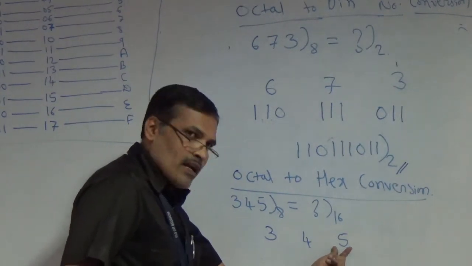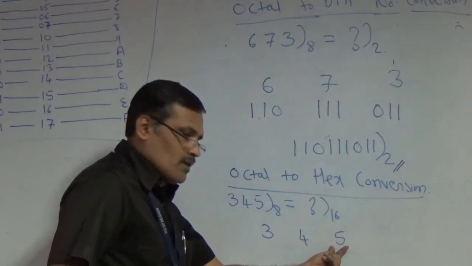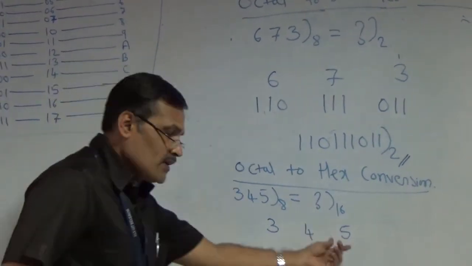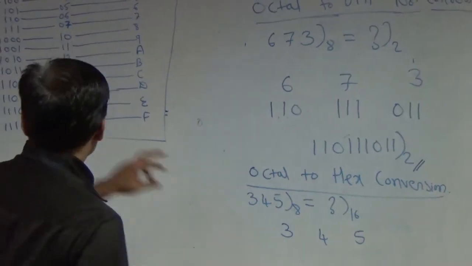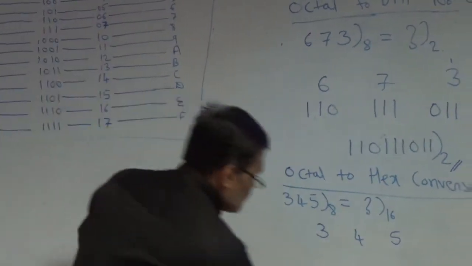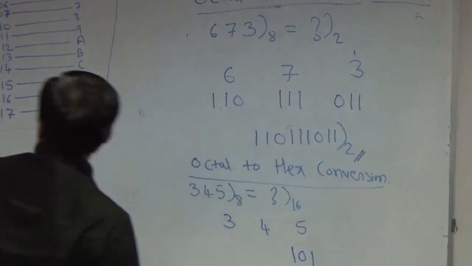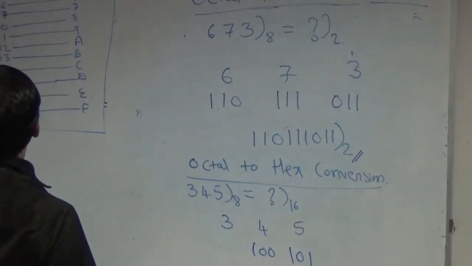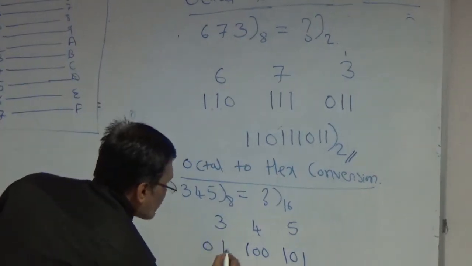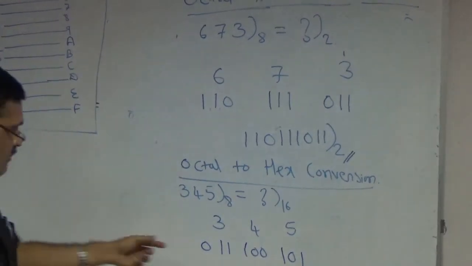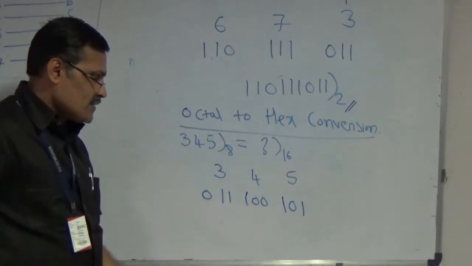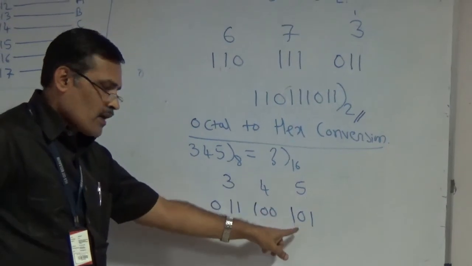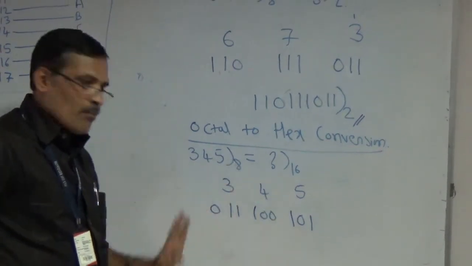Then just represent its 3-bit equivalent, the binary number. 5 is 101. 4 is 100 and 3 is 011. What we have done is written the octal number as it is, and just represented its equivalent 3-bit binary number.